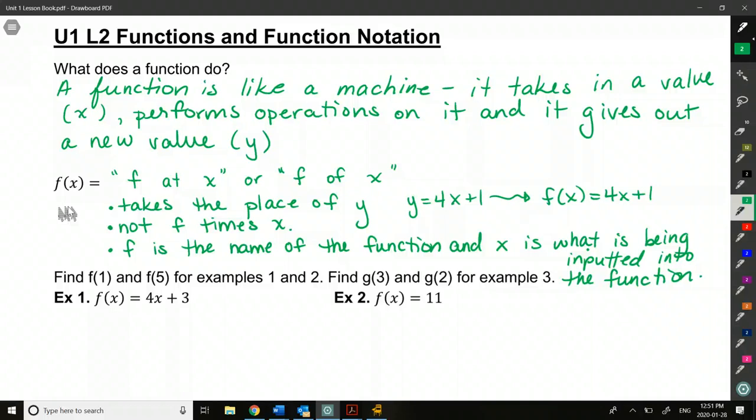Sometimes we can also use this function notation to show a relationship between two things in an actual application. So for instance, if I'm tracking height on the y-axis and time on the x-axis, I can call my function h at t, height at time. So that's really good for applications to actually make a connection between what it is that we're tracking.